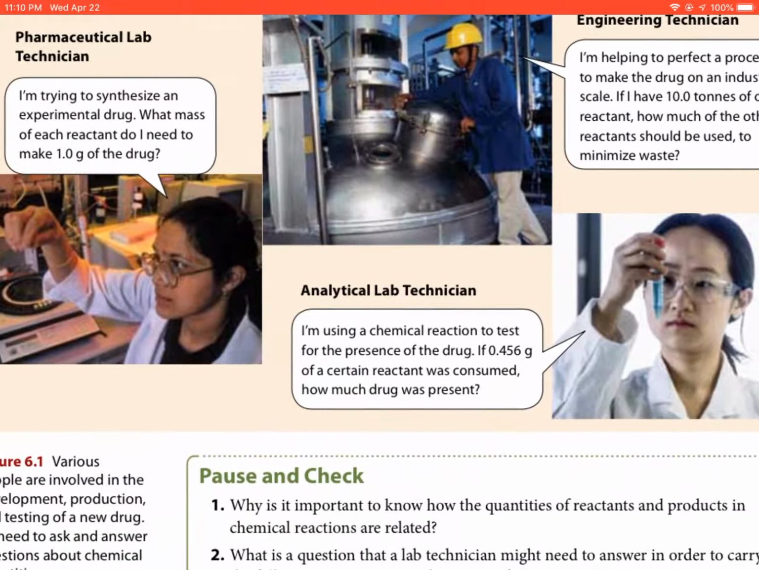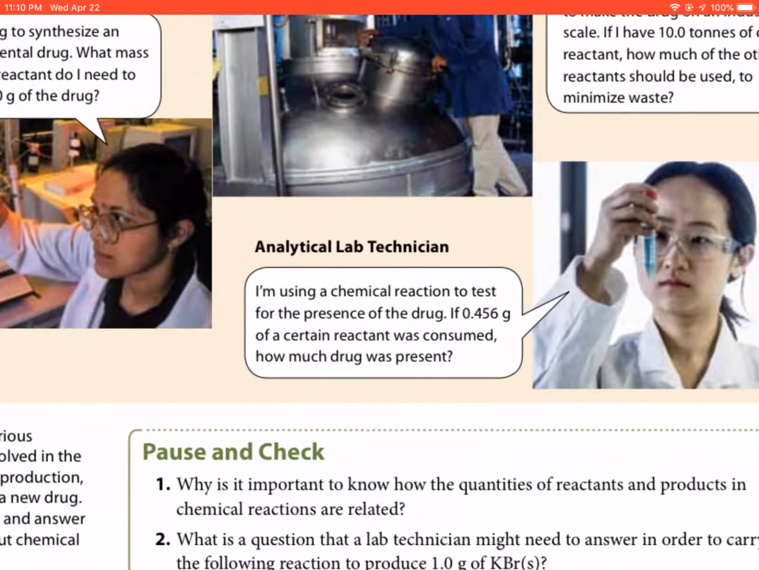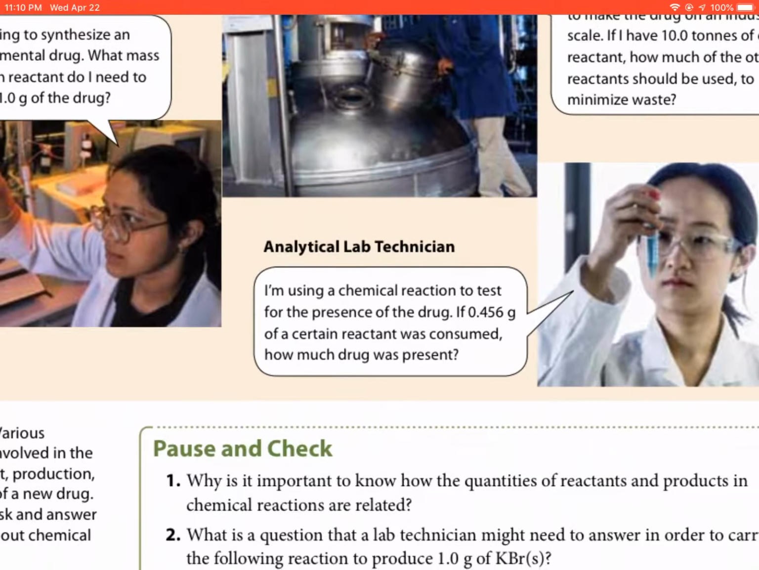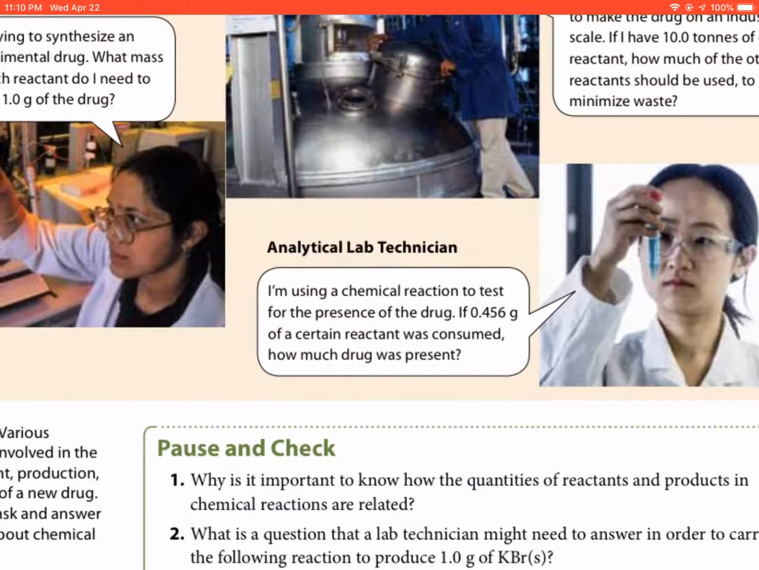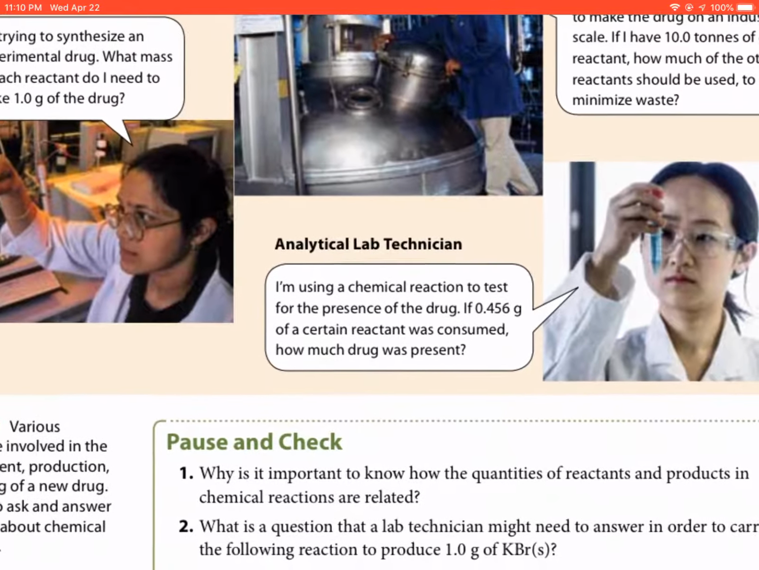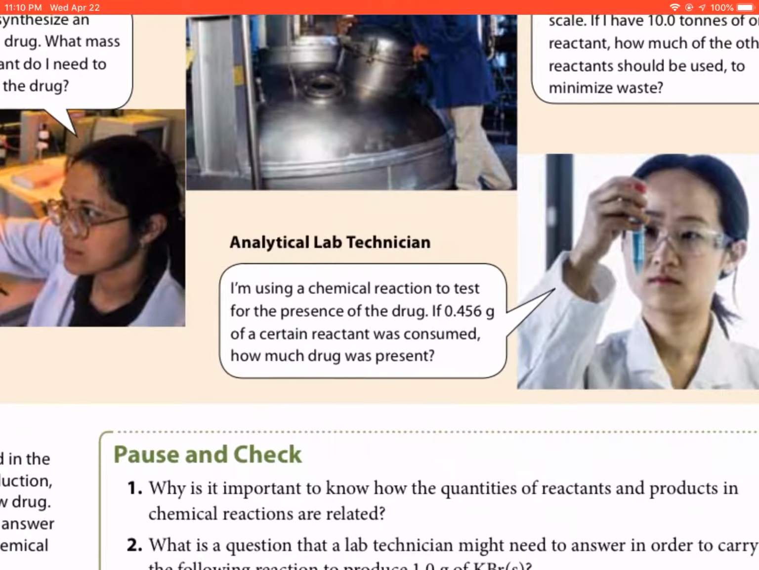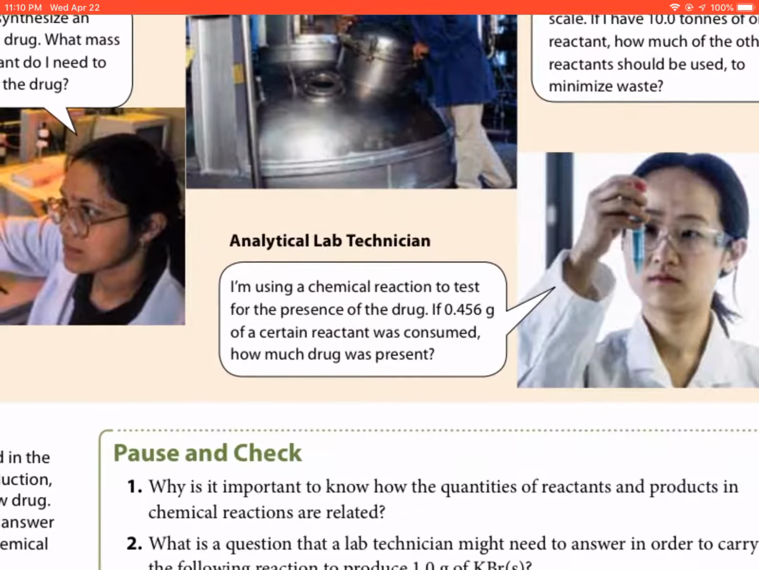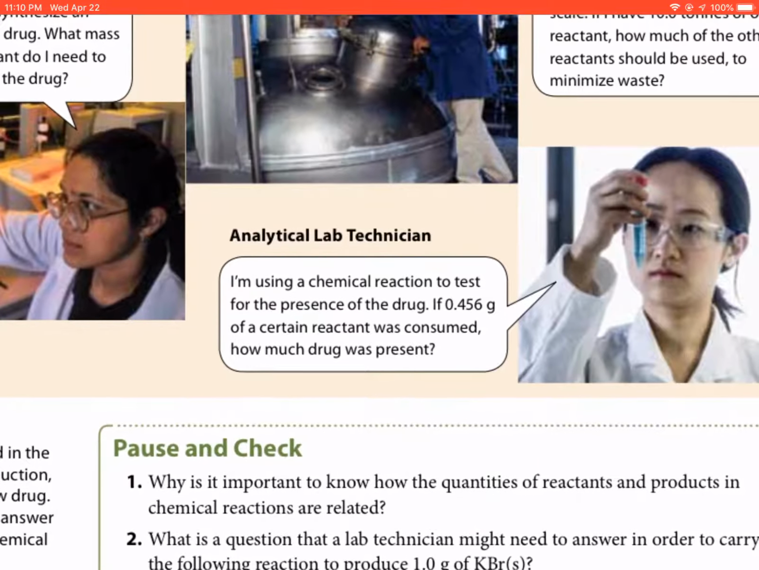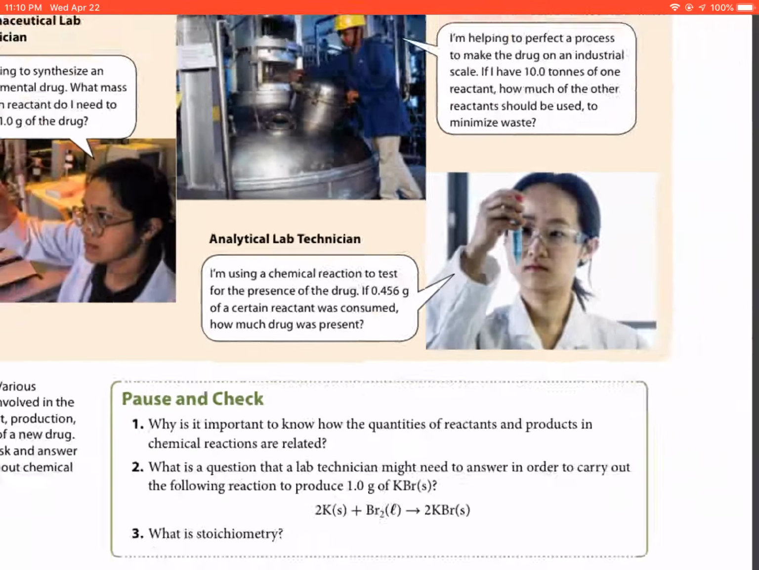Okay, number 2 here at the bottom is an analytical chemist. An analytical technician says, I'm using a chemical reaction to test for the presence of a drug. If 0.456 grams of a certain reactant was consumed, how much drug was present? Right, so we can, again, use quantities to predict how much drug is present. The first one asked, how much reactant do I need? This one's now saying, how much product am I going to make?